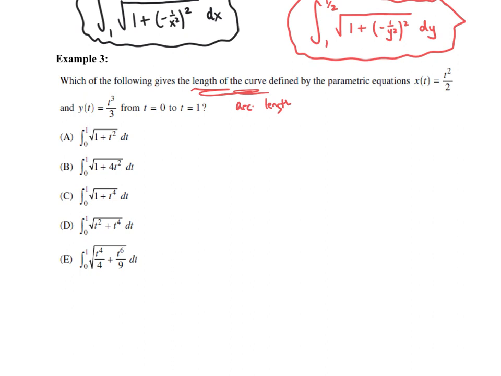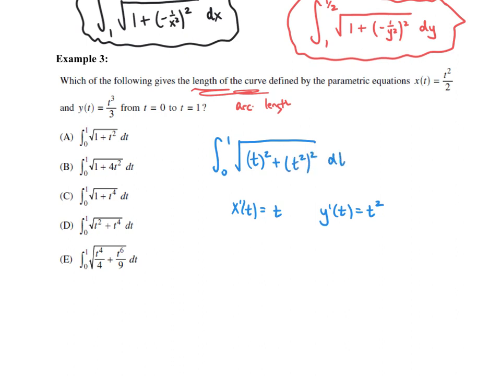So they're actually giving us a lot of useful stuff. We already know those limits there. We do want to figure out x prime, which is t, and we also want to figure out y prime, which is t squared. They're giving us really easy functions to work with here. So it's the square root of x prime of t, that's just t, squared, and y prime of t, which is t squared. Okay, that's squared, and then dt. So we have, as a final answer, letter D.